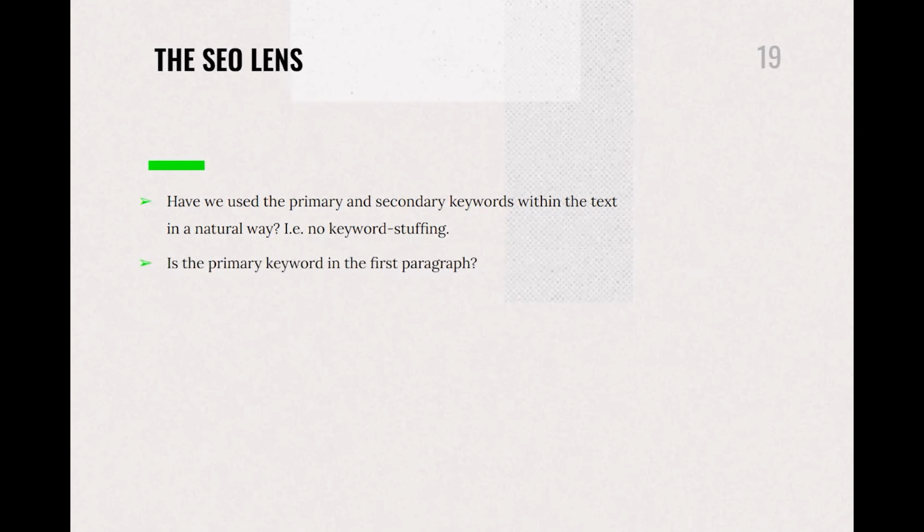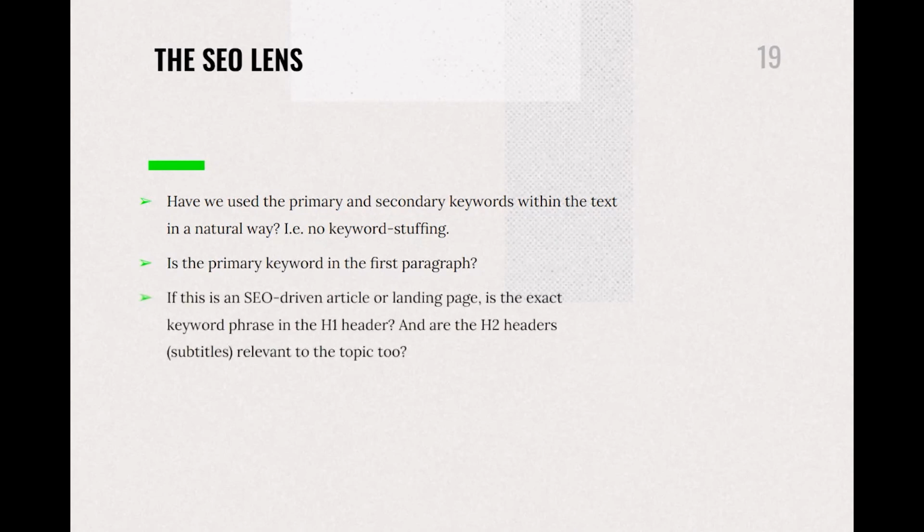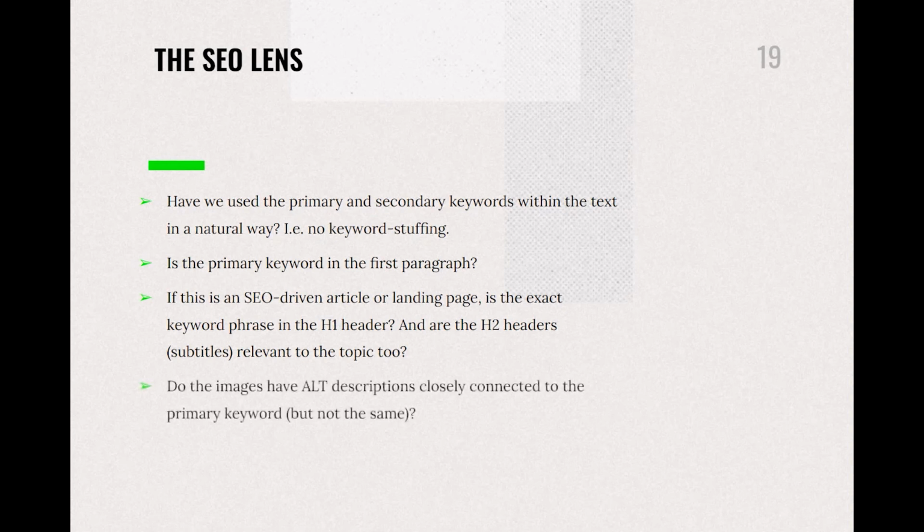Is the primary keyword in the first paragraph? Is it in the title? I probably have added here. Yeah, it is. If it's an SEO driven article or landing page, is the exact keyword phrase in the H1 header, so in the title? And are the H2 headers relevant to the topic too? So, you know, you want to have a similar keyword in those subtitles that you have throughout your post.